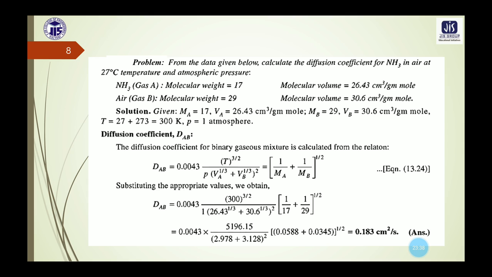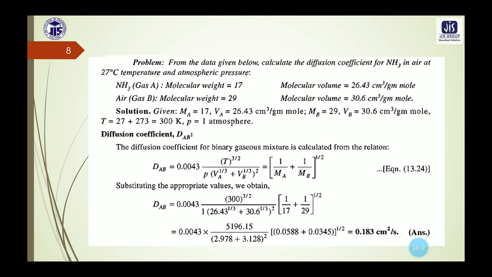Let us try to discuss the numerical based on this concept. Some data are given, so we need to calculate the diffusion coefficient for NH3 in air at 27 degrees centigrade temperature and atmospheric pressure. So what are the data given here? NH3, that is the gas A, its molecular weight is given as 17, and air, it is considered here as the gas B, its molecular weight is given as 29.